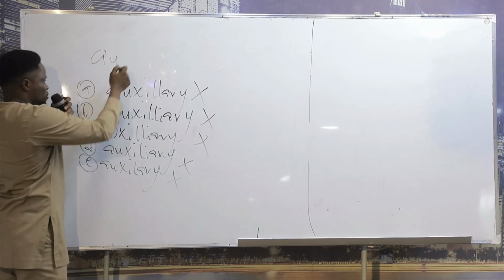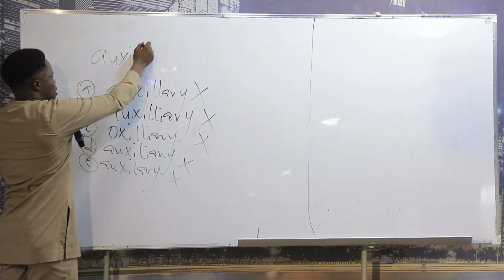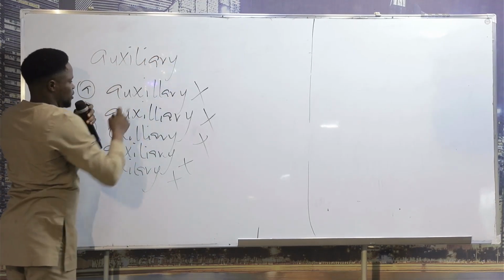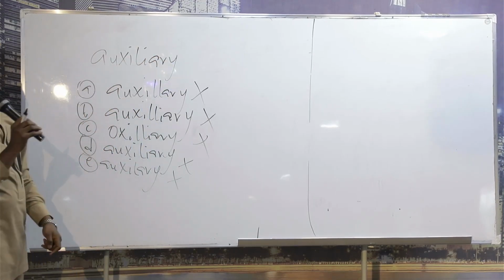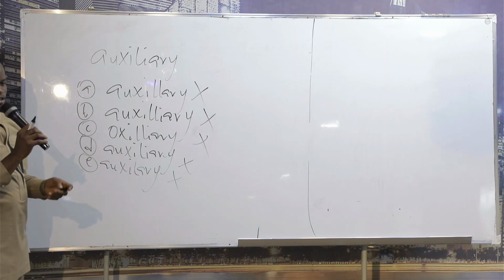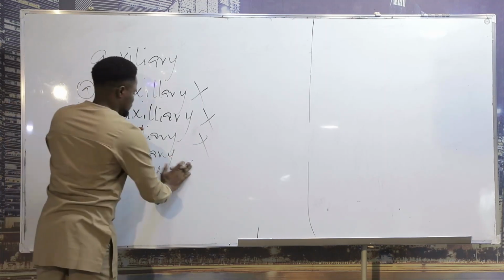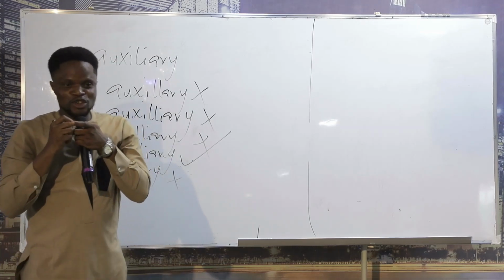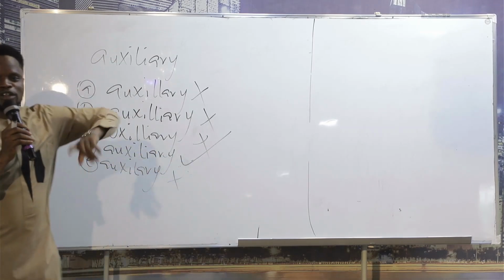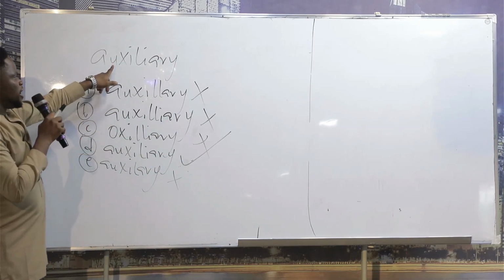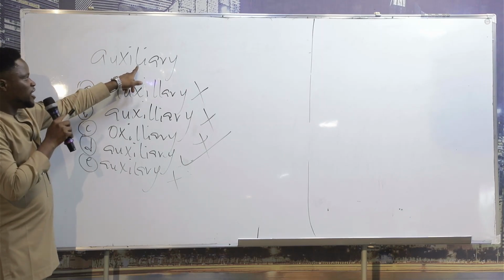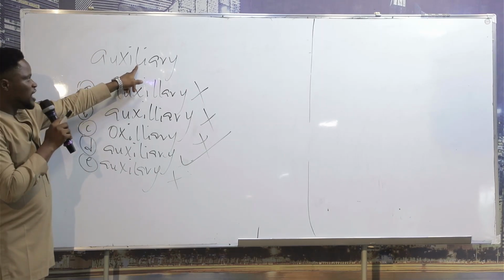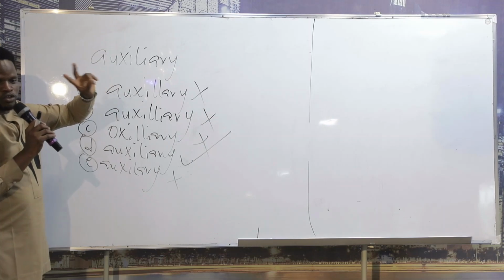Auxiliary. A-U-X-I-L-I-A-R-Y. Is he among any of these spellings? Option D is correct. That guy is saying, hey, shut up. You failed it before. You really failed it. Please, auxiliary, note it. Auxiliary, then I, then L-I. Note, L-I, but one L, not double L.